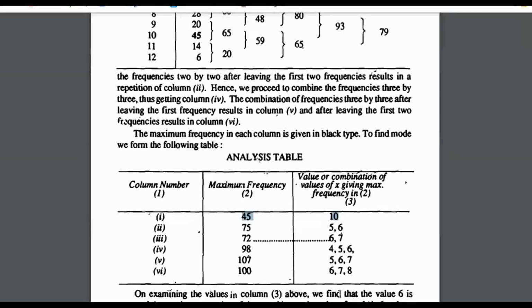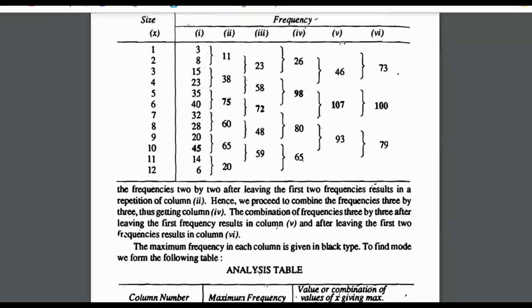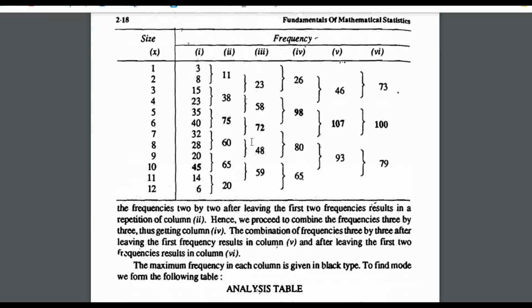For regular data, there is a formula for grouping. Sir, how do we decide the data is irregular? You can clearly see it is increasing at first: 3, 8, 15, 23, up to 40. After that it is decreasing: 32, 28, 20. Suddenly 45 came. So that means the data is irregular.